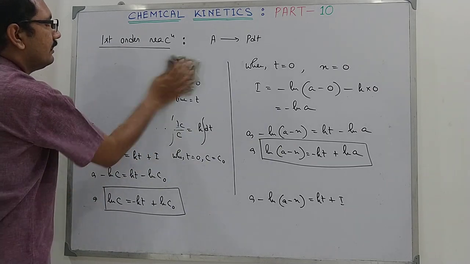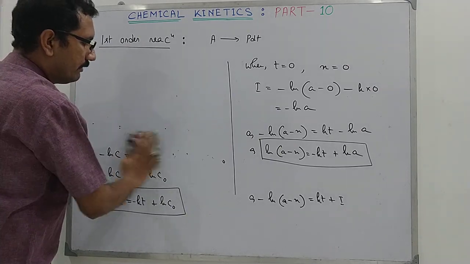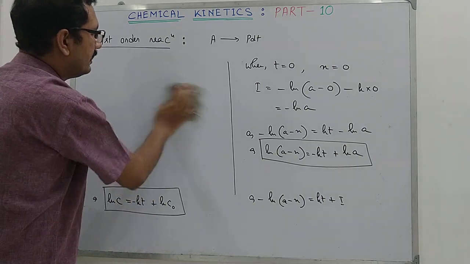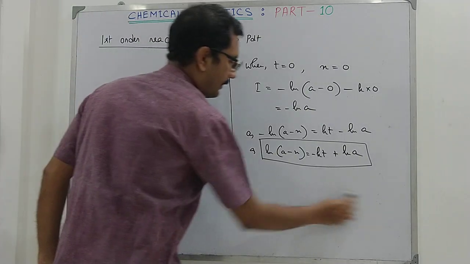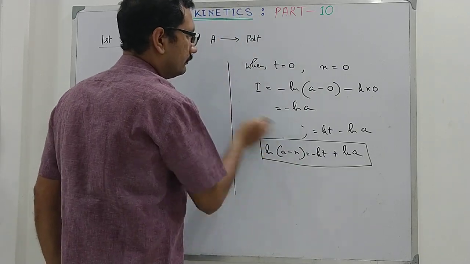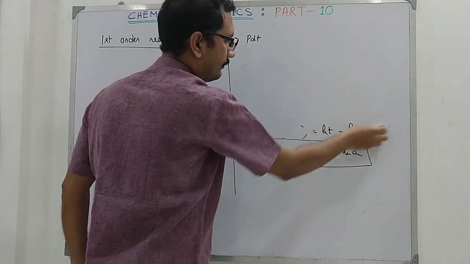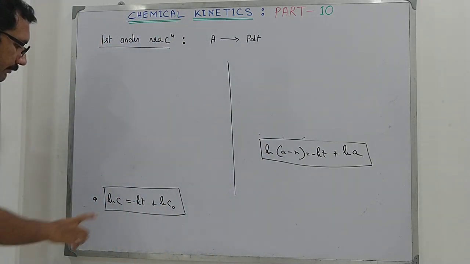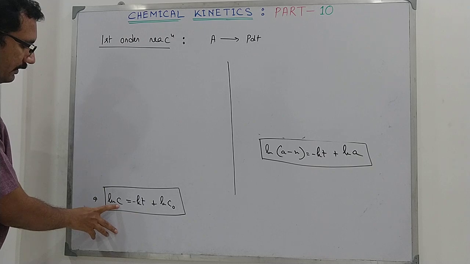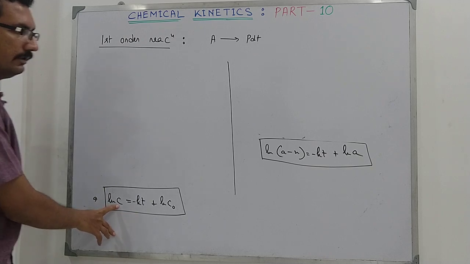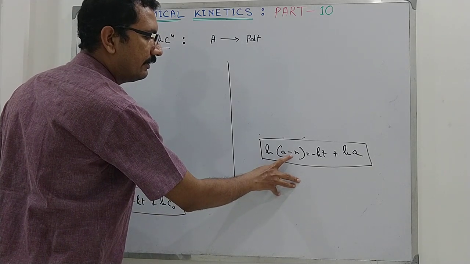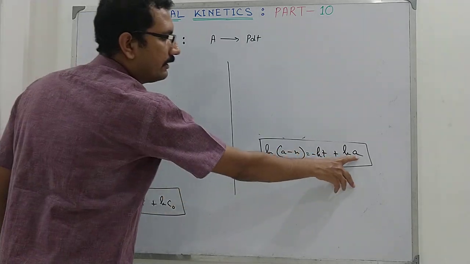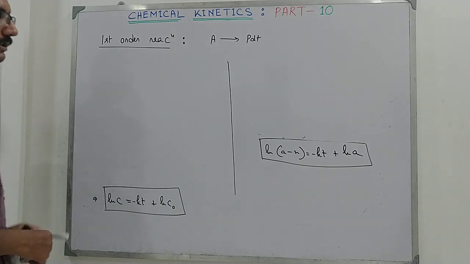So if you compare the two results, you see these are the same thing, only the mode of representation is different. Now you see that this is C, that is concentration of reactant at time t. This is also concentration of reactant left at time t, and it is minus KT, and this is the initial concentration. Here also it is the initial concentration.